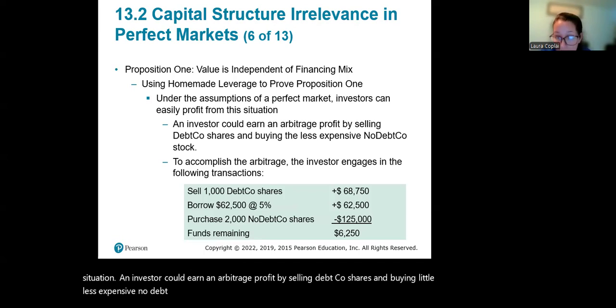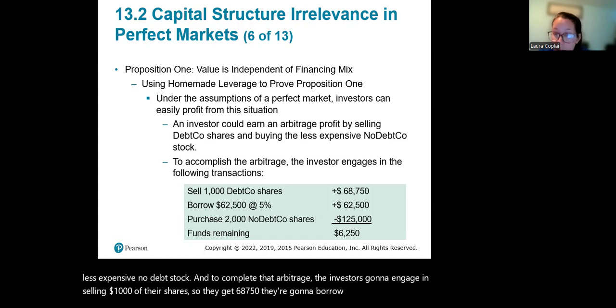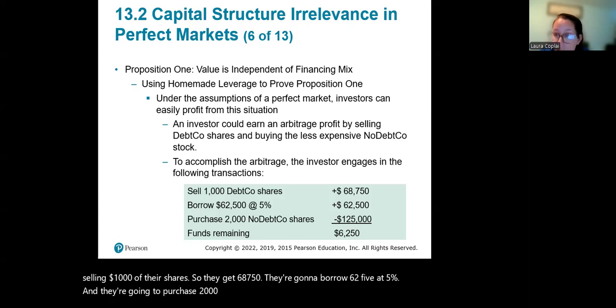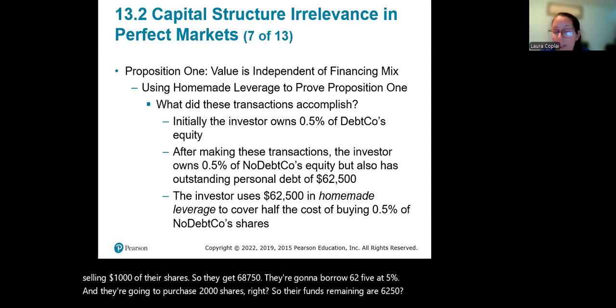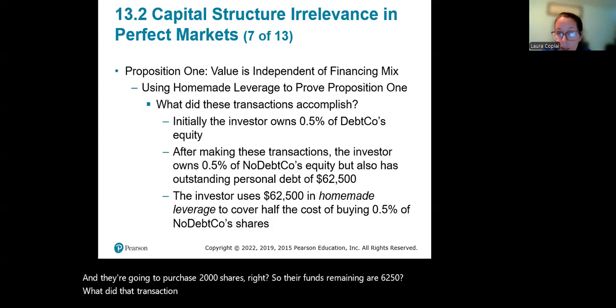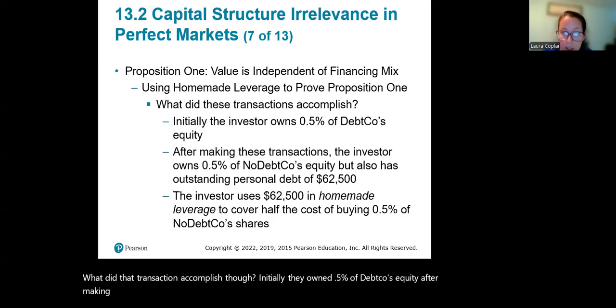And to complete that arbitrage, the investor is going to engage in selling $1,000 of their shares, so they get $68,750. They're going to borrow $62,500 at 5%, and they're going to purchase 2,000 shares, right? So their funds remaining are $62,550. What did that transaction accomplish, though? Initially, they owned 0.5% of Debt Co.'s equity. After making that transaction, the investor owns 0.5% of No Debt Co.'s equity now, but also has outstanding personal debt of that $62,500.